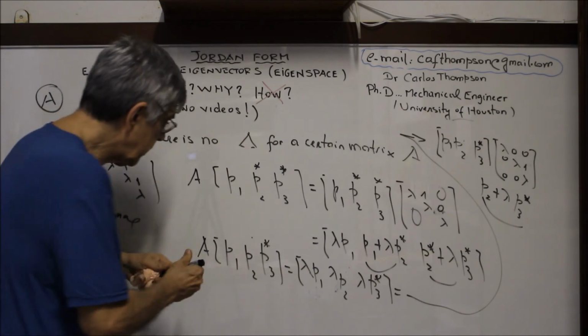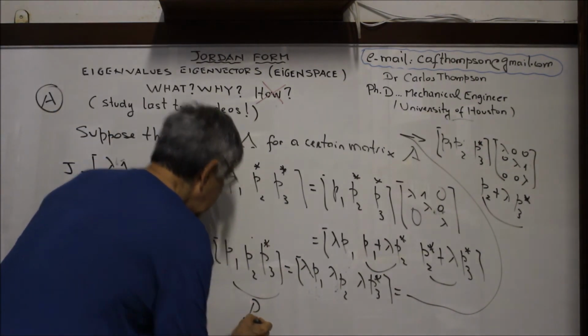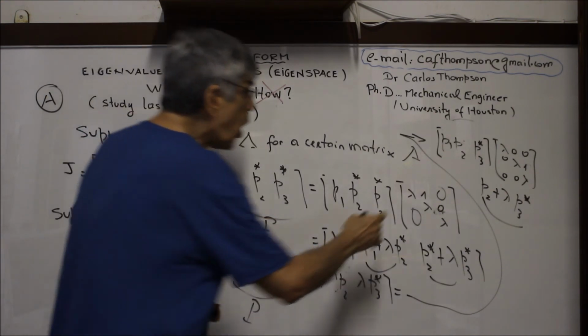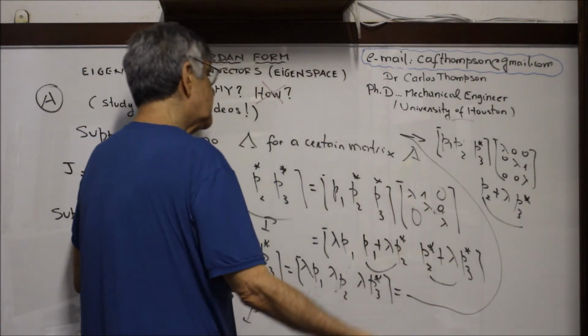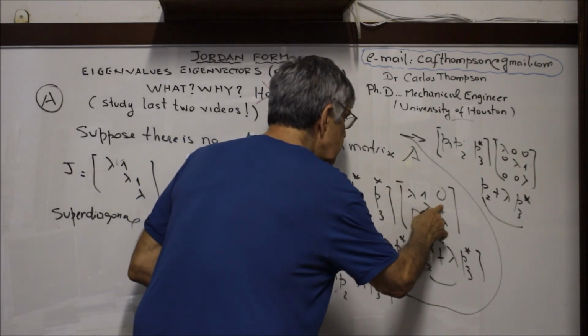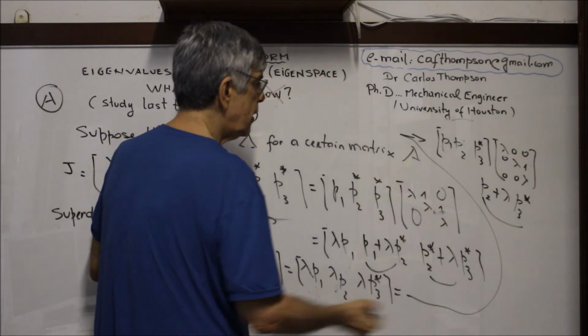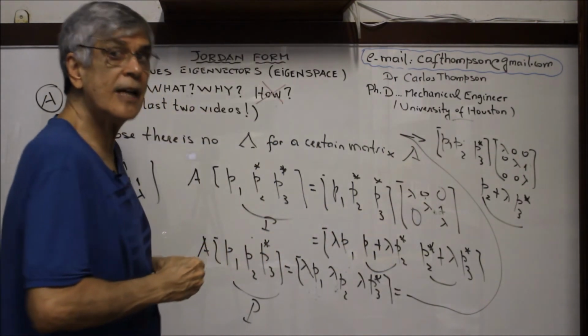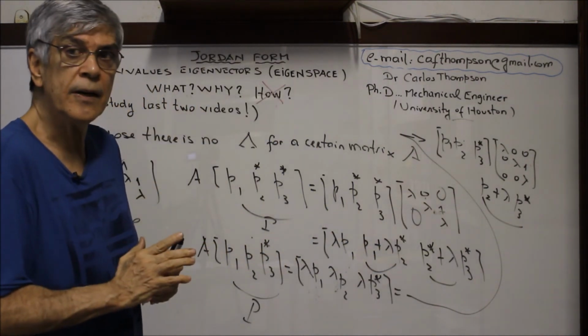This P here is completely different from this P here. The Jordan here is completely different from the Jordan here, and also this Jordan here. Did you understand that? It's clear.